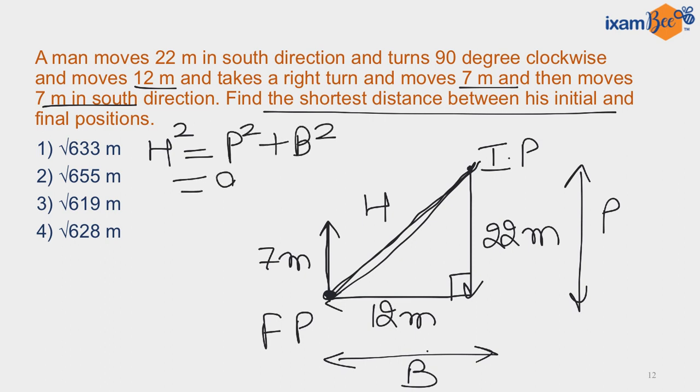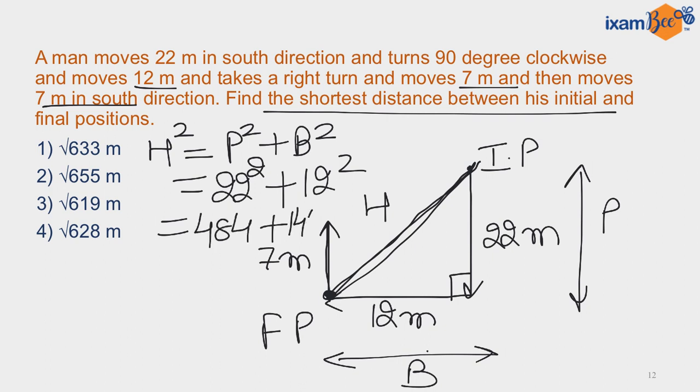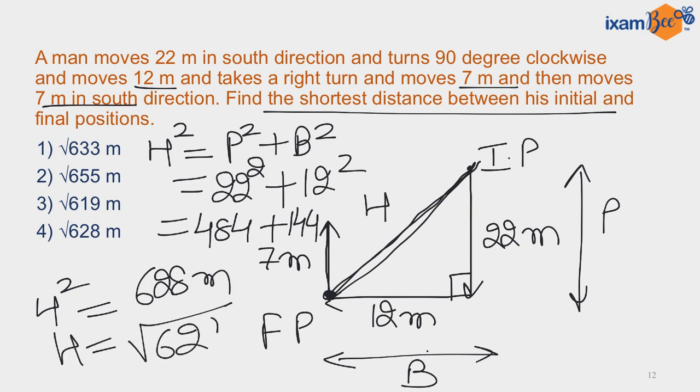So your perpendicular is 22 square plus 12 square. So your 22 square becomes 484 and 12 square becomes 144, and when you add you will get hypotenuse square equal to 628 meters and hypotenuse becomes under root of 628. So the correct answer for this particular question is option number 4.